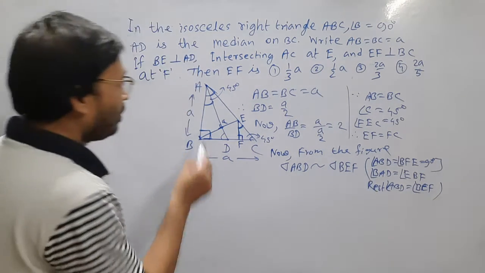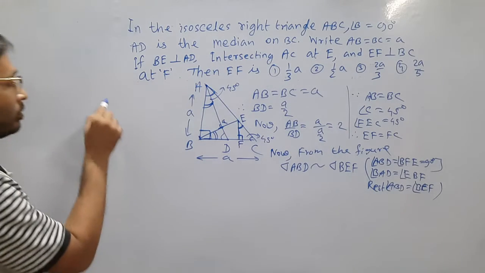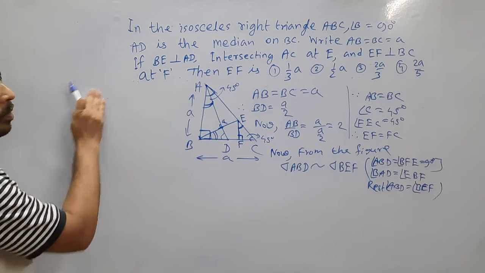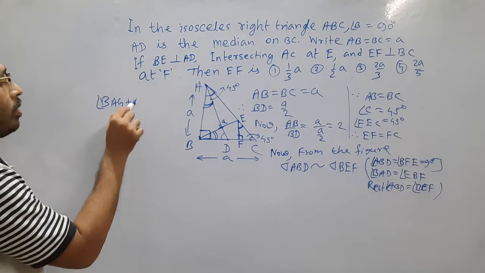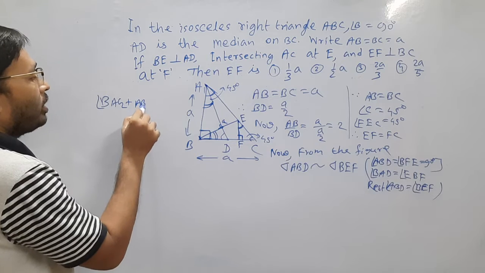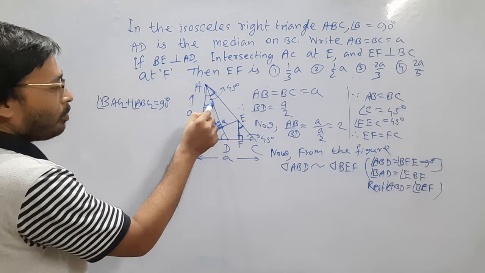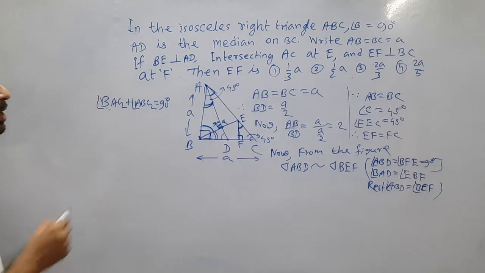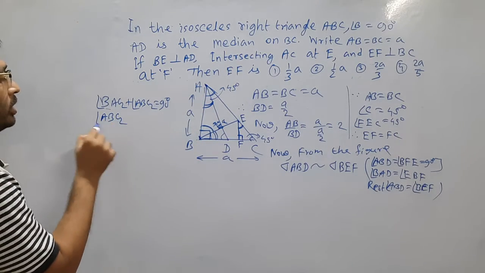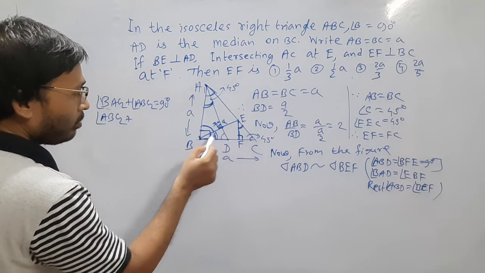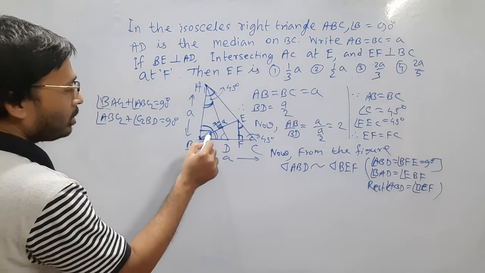Look at this angle BAD. This angle and this angle are equal because angle BAG plus angle ABG is equal to 90, because this is 90 degrees. So the sum of this angle and this angle is also 90 degrees, and angle ABG plus angle GBD is 90 degrees because it is given.